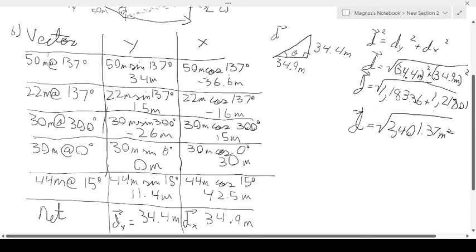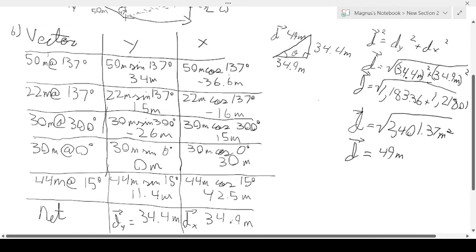I just noticed I forgot to put meters squared up here. I know a lot of people in our class don't use units, but I always do. So for those that do use units, I apologize. I would usually always do that. The square root of this is pretty much literally on the dot, 49 meters. This displacement is 49 meters.